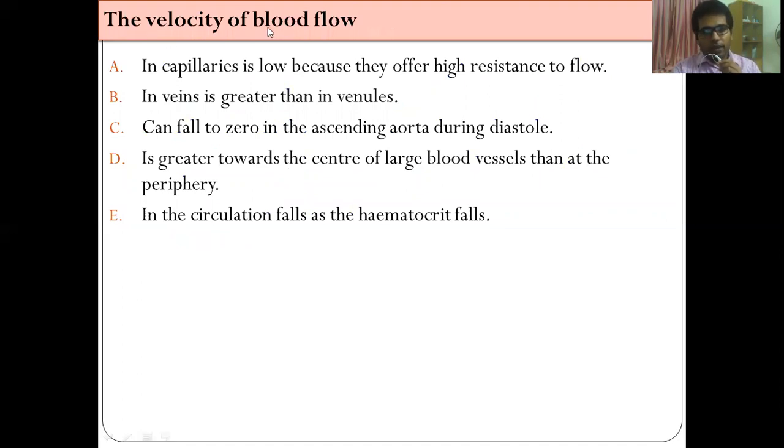Now another question for your self-assessment. The velocity of blood flow: option A, the velocity of blood flow in the capillaries is low because they offer high resistance to flow. Option B, in veins is greater than in venules. Option C, can fall to zero in the ascending aorta during diastole. Option D, is greater towards the center of a large blood vessel than at the periphery. Option E, in the circulation, is false as the hematocrit falls.